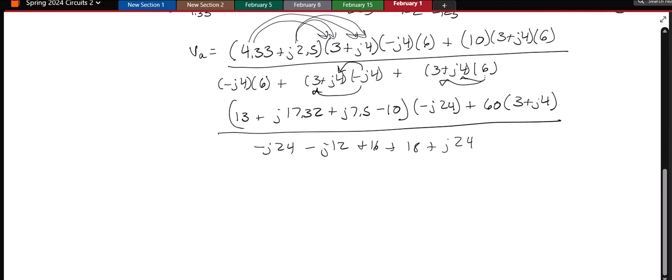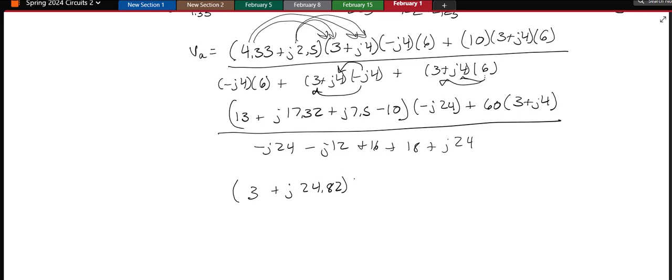Now I will combine my real terms and my imaginary terms in this first one. So 13 minus 10 is 3. And j17.32 plus j7.5 is j24.82, times minus j24. And then I'll distribute the 60 plus 180 plus j240 over, and now I'll combine my real and imaginary parts in the denominator.